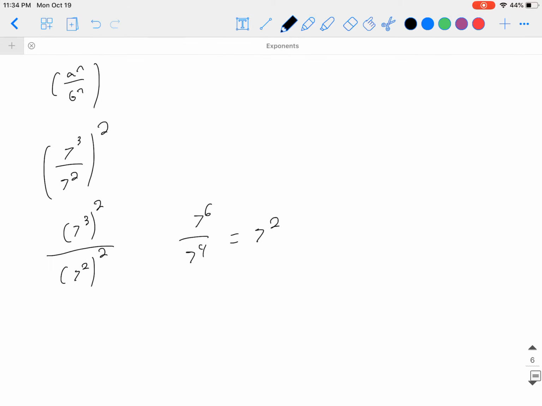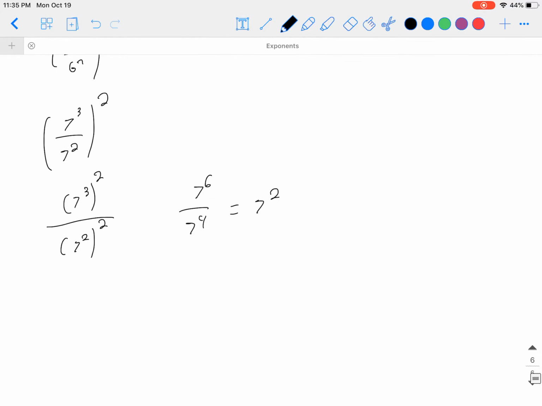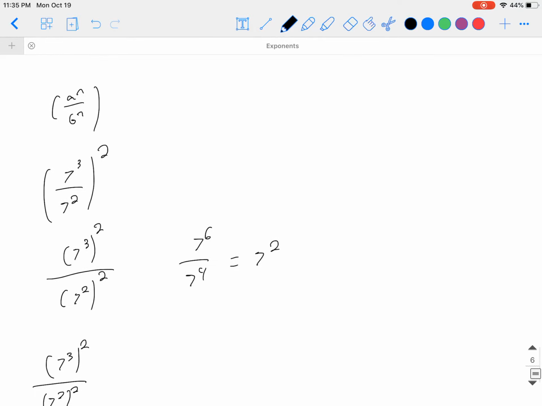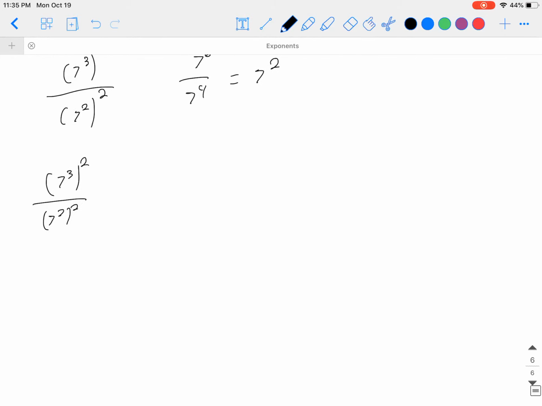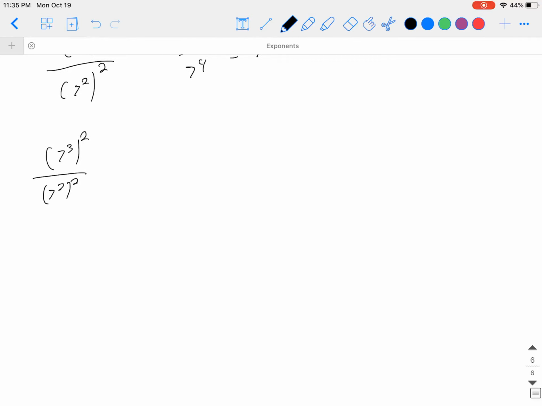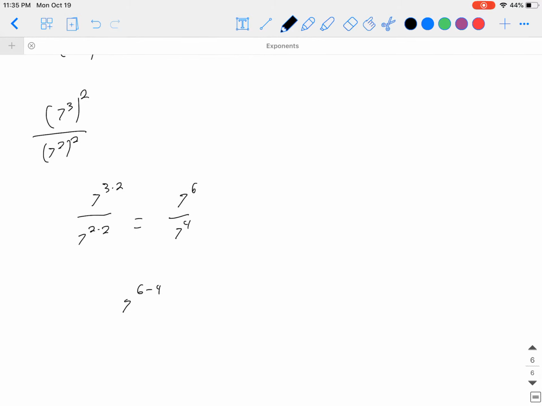Now, that was a very fast way of doing it, but let's walk through what I did step by step. So first, we took 7 to the 3 squared over 7 squared squared, by the formula for when we have a quotient raised to a power. Then after that, we used the product rule discussed earlier, where we did 7 to the 3 times 2 over 7 to the 2 times 2. And by simple multiplication, that gives us 7 to the 6th over 7 to the 4th. Then we use the quotient rule: 7 to the 6 minus 4 equals 7 squared.